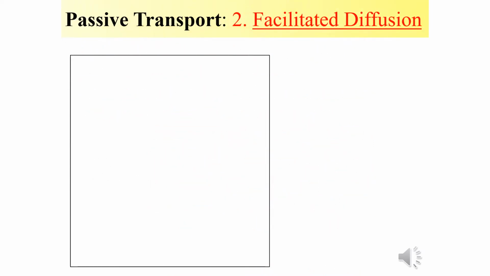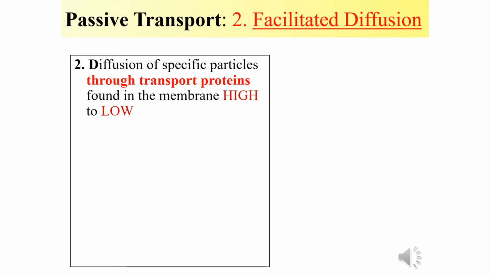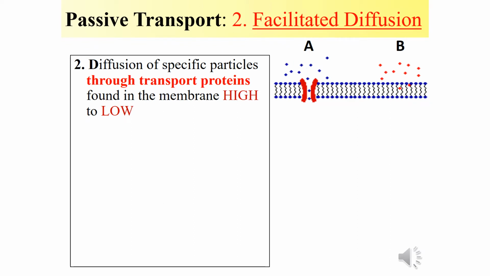In passive transport, facilitated diffusion of specific particles through transport protein is done in the membrane from higher concentration to lower concentration. So you can see here in this animation that this is simple diffusion where there is no carrier protein or no channel over here, and the molecules are just diffusing through the membrane from higher concentration area to a lower concentration area.